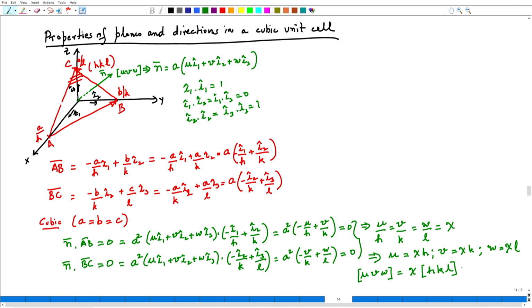This clearly implies that the direction HKL for a cubic unit cell is perpendicular to the plane HKL. So, this is the first property that we have looked at. Therefore, the direction indices for a plane HKL are the same as the indices of the plane. Now, since this is the case, I can now talk about angles between two planes in a cubic unit cell as well.